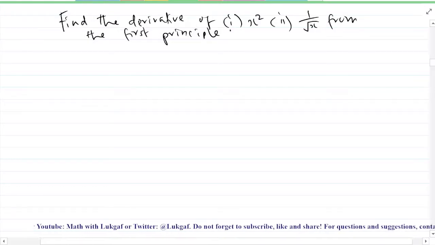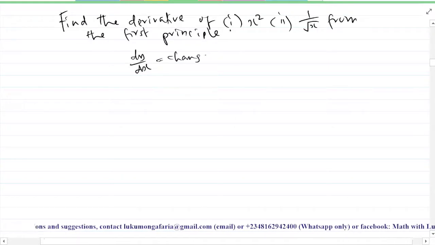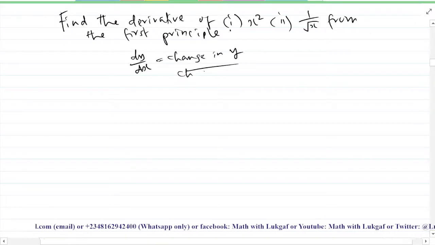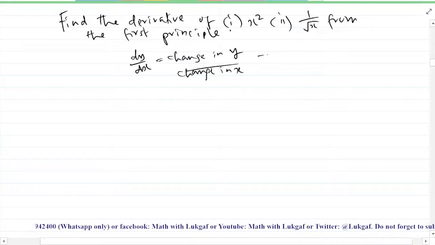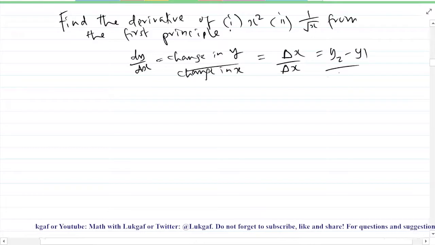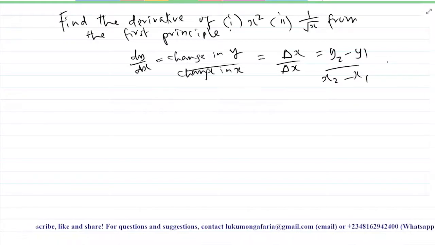And don't forget it is dy/dx. So during your high school, when you want to find the slope of a curve, you say dy/dx is the change in y divided by the change in what? In x. So dy/dx is the same thing as (y2 minus y1) over (x2 minus x1). If you want to know much more about this, please refer to my Calculus in 5 Minutes video. I've done that in Yoruba as well as in English.